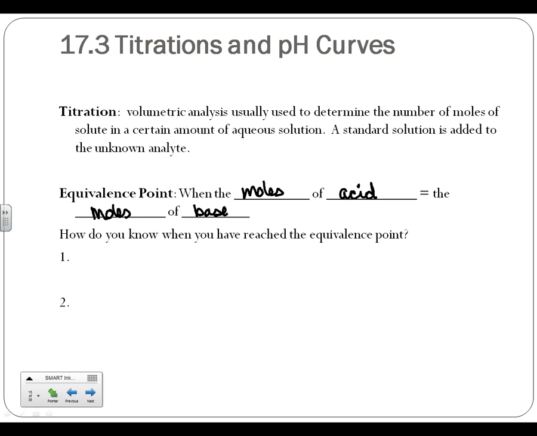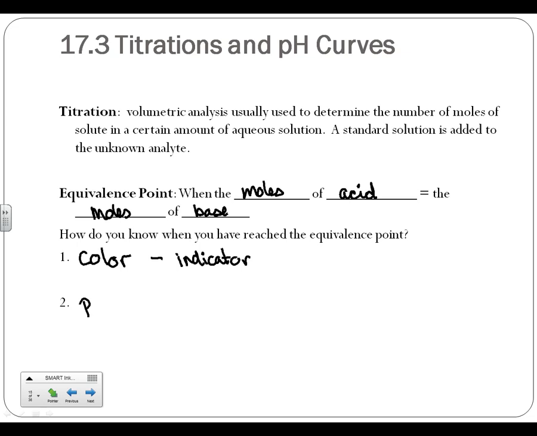Now, when you have a solution, how do you know that you've reached this point? Well, there's a couple different methods. First of all, you could use some sort of color change. And generally speaking, we use an indicator of some sort. And selection of indicator we'll get into in a little bit. We use phenolphthalein quite a bit, but there's a lot of different indicators. And when the color changes, that's when we know our moles of acid equals our moles of base.